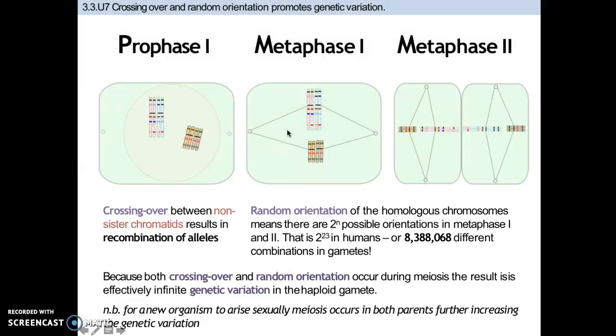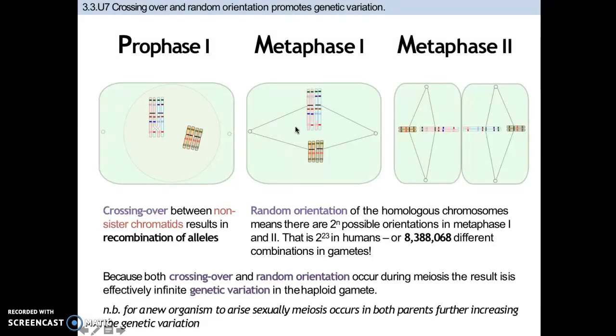Random orientation is also really important, both in metaphase 1 and metaphase 2, because the random orientation of the homologous chromosomes means that there are 2 to the n possible orientations in metaphase 1 and metaphase 2. That's 2 to the 23rd in humans, or 8.3 million different combinations in the gametes.